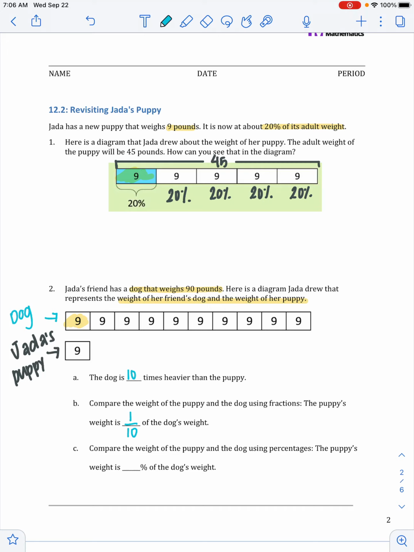Question C says, compare the weight of the puppy and the dog using percentages. The puppy's weight is blank percent of the dog's weight. Well, again, we know that we need 10 groups of that puppy's weight to equal the dog weight, which means that the puppy's weight is 10% of the dog's weight. We also know that 1 over 10 is equal to 10 over 100. And remember that percent is just the rate per 100.